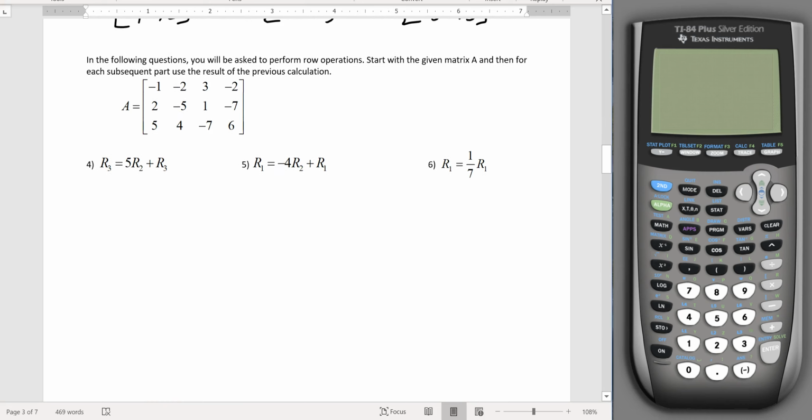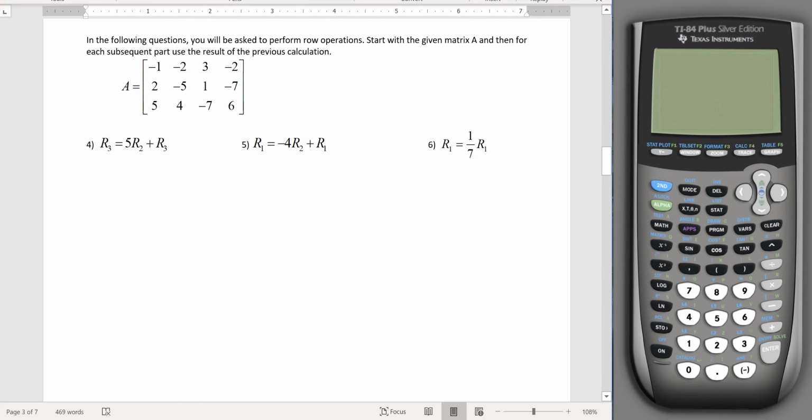What they'll often have you do on the test, and again, I won't be able to see this test, I have no idea what it will look like, is they'll give you a matrix to start with, and then for each subsequent part, we use the result of the previous. So we'll start with this matrix A, we'll do number 4, and then based off number 4, we'll do number 5, and based off number 5, we'll do number 6. So let's try that one together. So R3 equals 5R2 plus R3.